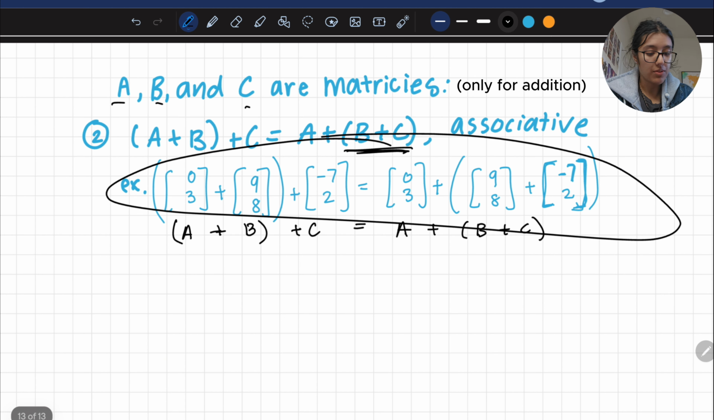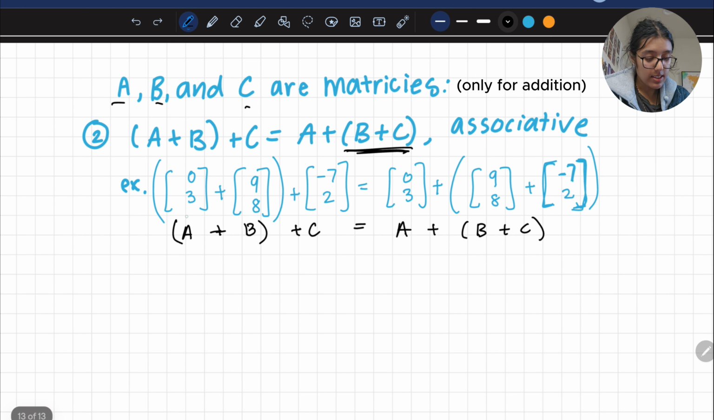So we have an example over here. Basically what this is saying, this is matrix A, this is matrix B, this is matrix C. If we solve these two first and then add C, that's going to be the same thing as solving these two first and then adding A. So pretty basic stuff. Much of this is built on our prior knowledge that we probably learned in like 3rd or 4th grade with commutative and associative properties. But now we're just applying them to matrices.